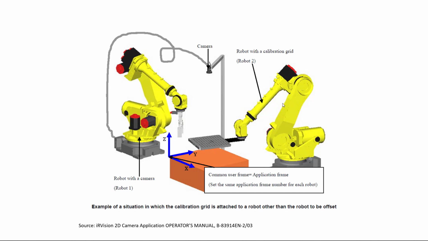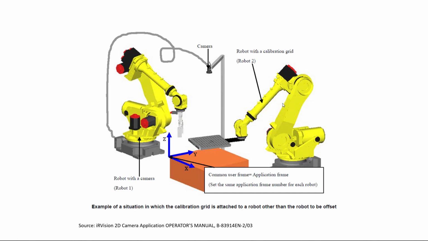The way that this configuration is going to work is that the iRVision 2D option package is going to be installed only on robot 1, and also we're going to apply the offset data to robot 1. In this case, we don't need to have the iRVision 2D option package installed in robot 2 because its only job is to hold the calibration grid.